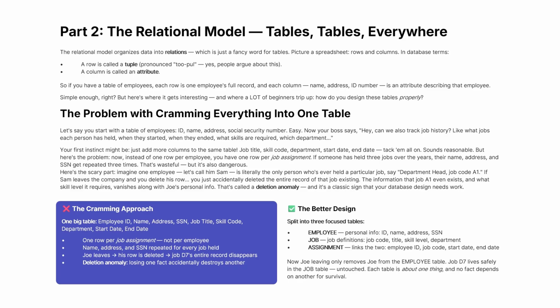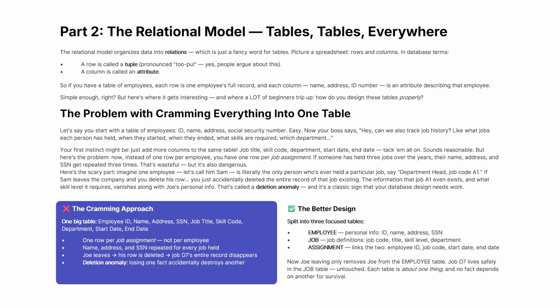ID, name, address, social security number. Easy. Now your boss says, "Hey, can we also track job history? Like what jobs each person has held, when they started, when they ended, what skills are required, which department?" Your first instinct might be, just add more columns to the same table. Job title, skill code, department, start date, end date. Tack 'em all on. Sounds reasonable.